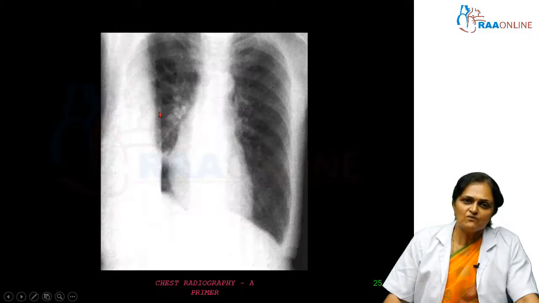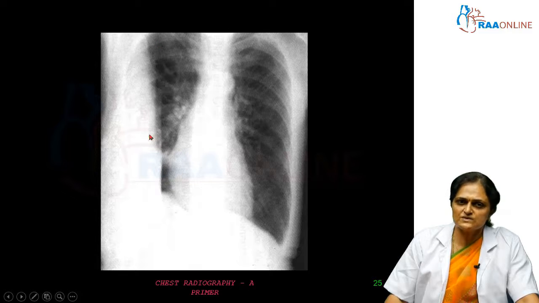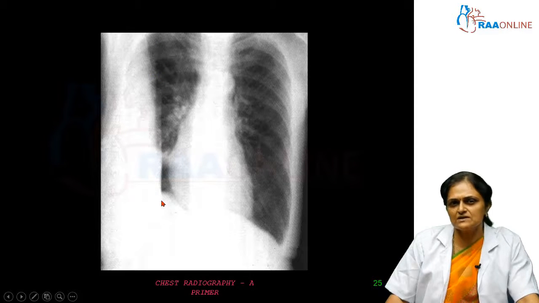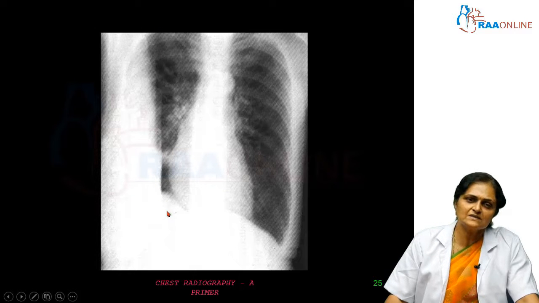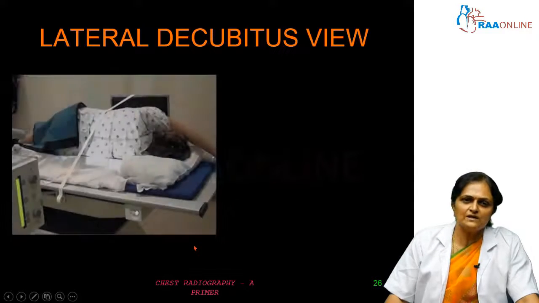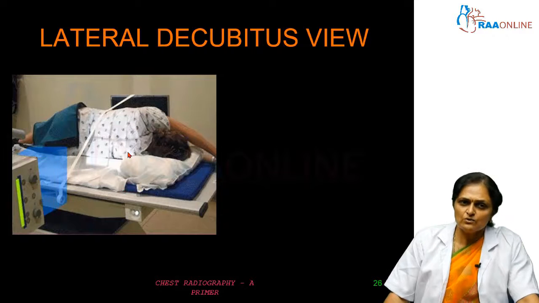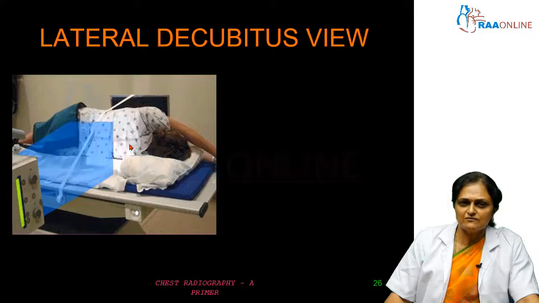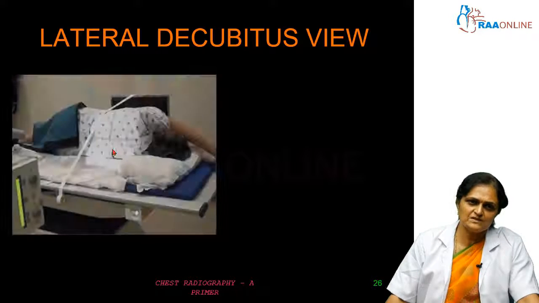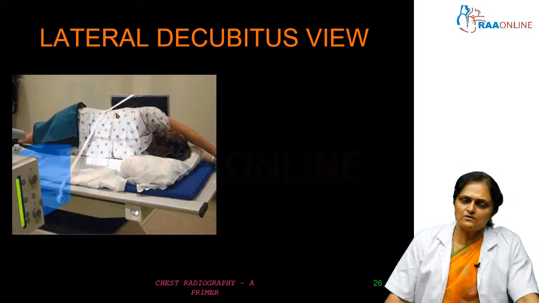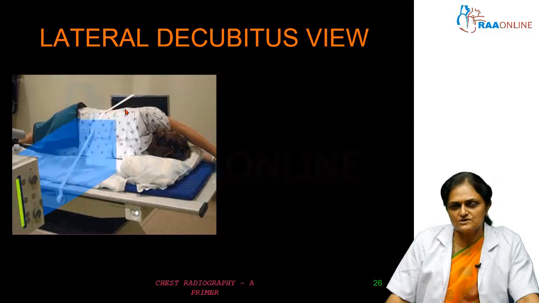Now we have one view here where we see that there is a vertical fluid level. But how was this taken? If this patient was standing, how can there be a vertical fluid level here? Well, in fact, this is not a vertical fluid level, but a horizontal fluid level. How was this taken? When we know that the patient has a minimal effusion on one side, then we make him lie with that side dependent and turn onto one side. That is the lateral decubitus position.